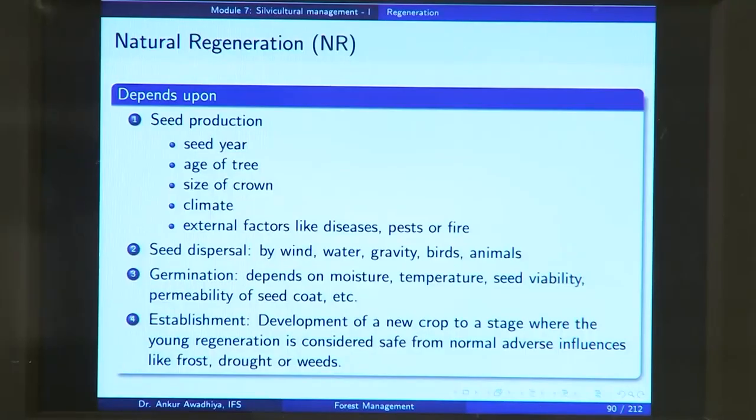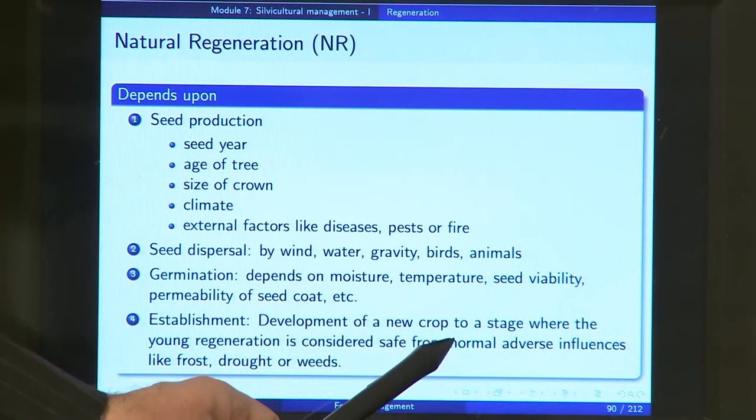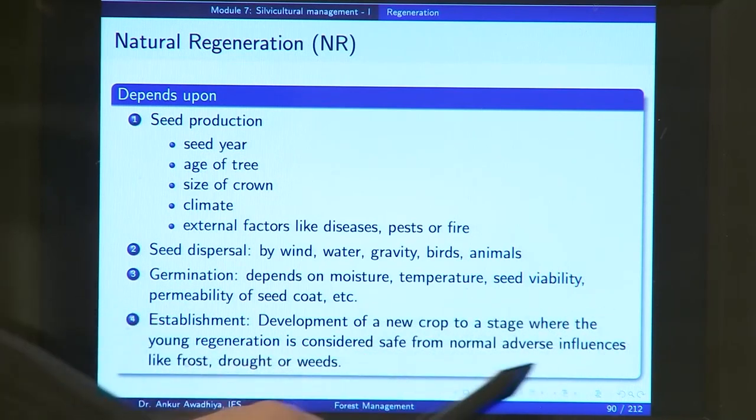Now, we will have to protect these young seeds and seedlings to a stage where they are able to resist the adverse influences. So, the time at which your new crop has reached a level of maturity that it is safe from normal adverse influences. Now, the point to highlight here is normal adverse influences. When we talk about establishment, we are not talking about all the adverse influences.